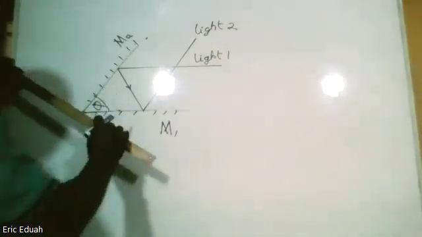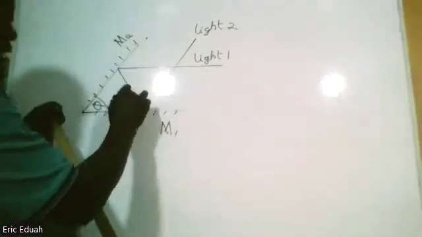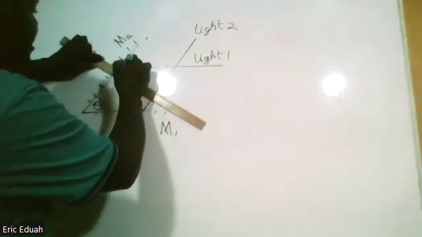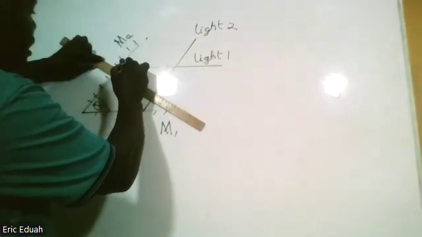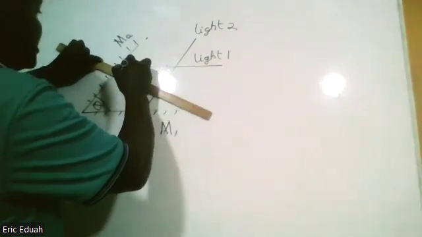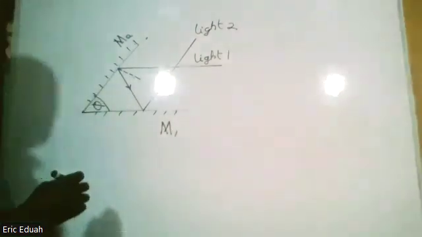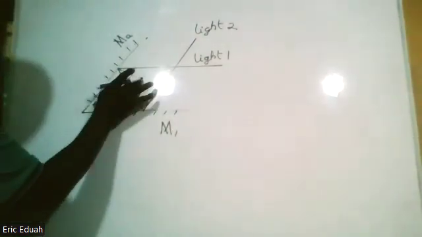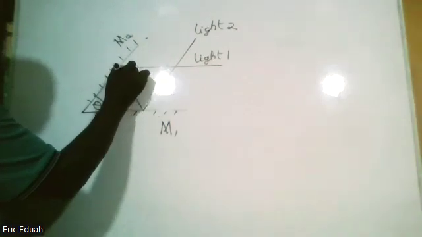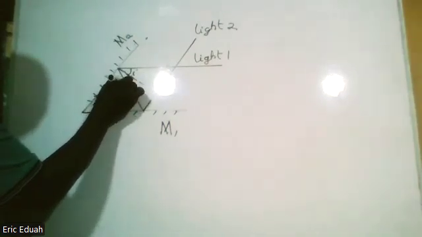To mirror 2, this is the incident ray, this is the reflected ray. There must be a normal because the law of reflection must be obeyed: the incident ray, the reflected ray, and the normal at the point of incidence must lie in the same plane, and the angle of incidence must be equal to the angle of reflection. So if this is the normal, then this angle must be equal to this angle. Assuming this is i, this will also be i.